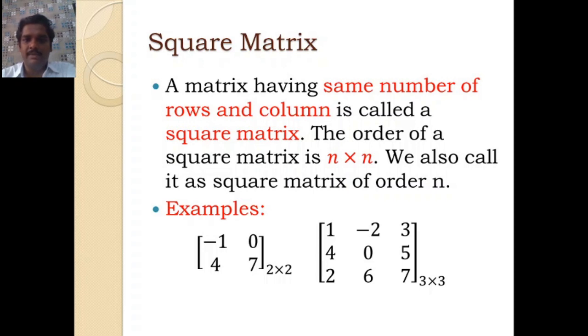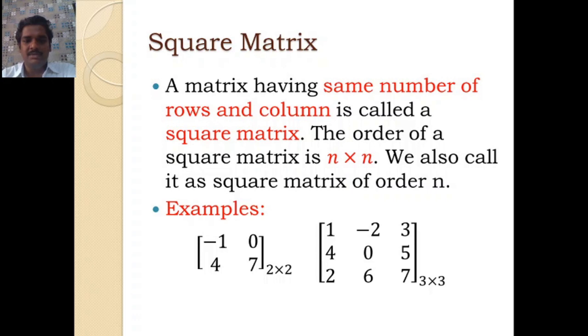The order of a square matrix is n by n. We also call it a square matrix of order n. So instead of calling it a square matrix of order n by n, we also call it a square matrix of order n. A single number will tell you the number of rows and the number of columns, because both are equal. Okay, I have given 2 examples over here.